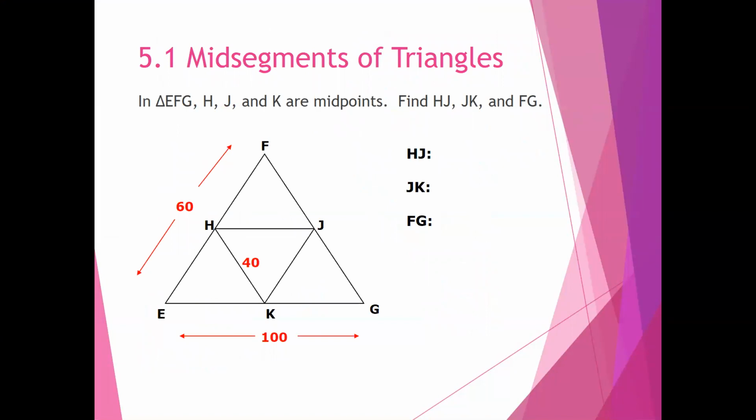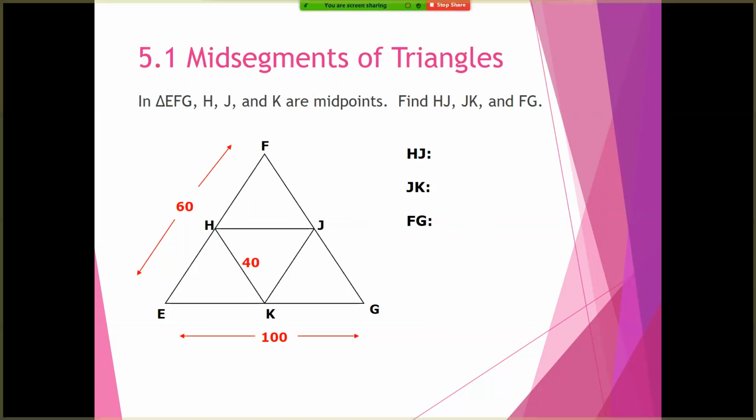Here we were given a pretty complex diagram. We were given a big triangle EFG, so that's the biggest triangle, but then we're told that H, J, and K are midpoints. And then we're asked to find 3 of the sides involved. So looking at the first one, the first thing we're asked to find is HJ. So we're being asked to find this right here. So we're being asked to find a midsegment.